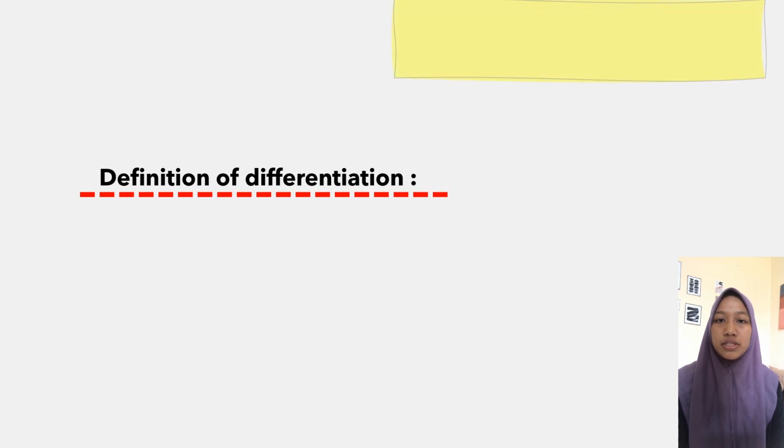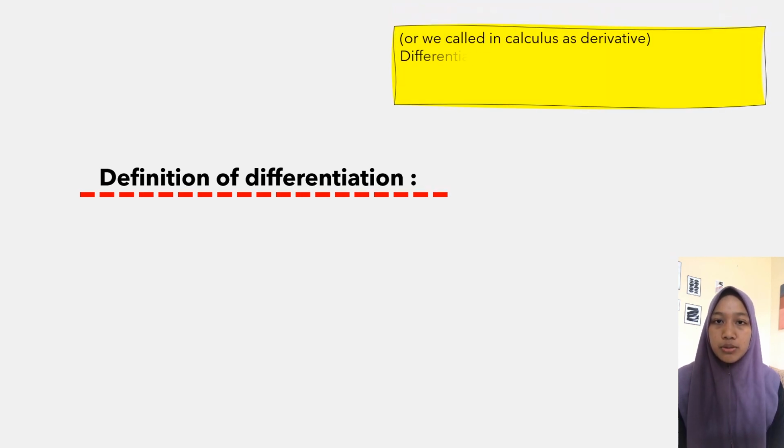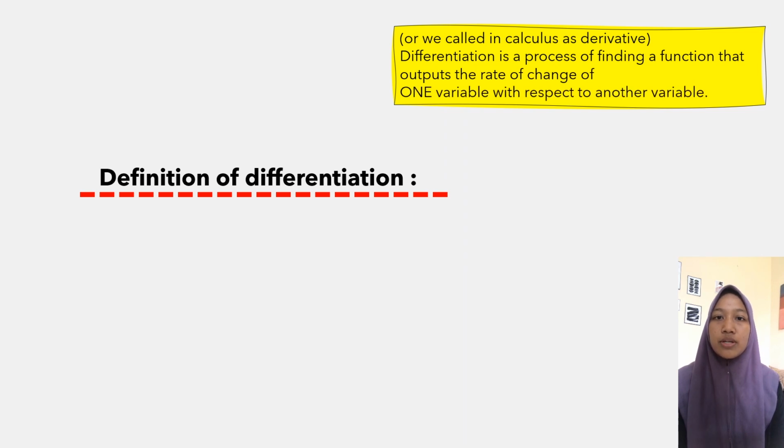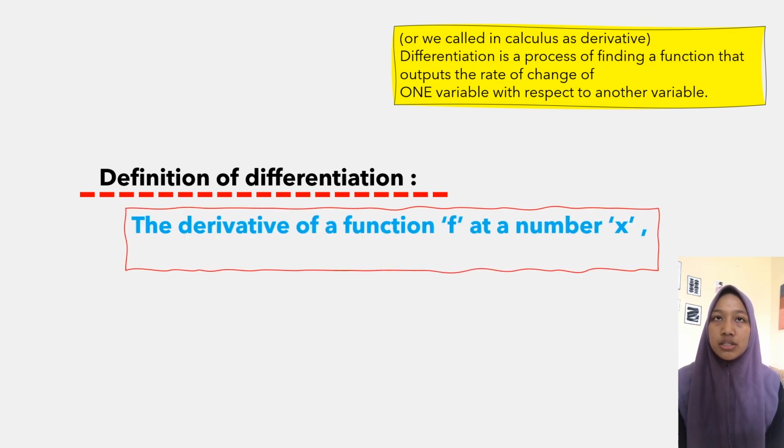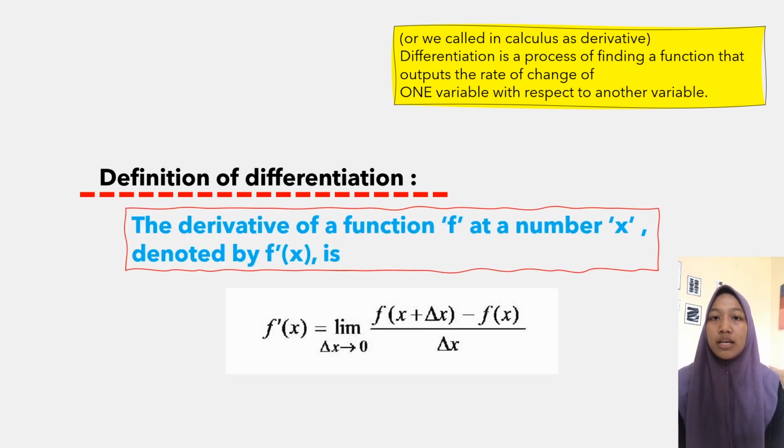So first of all, we must know the definition of differentiation. Differentiation is a process of finding a function that outputs the rate of change of one variable with respect to another variable. Then the next definition is the derivative of a function of a number, denoted by f prime x, as an example, dy over dx equal to limit h tends to 0, f(x plus h) minus f(x) over h.